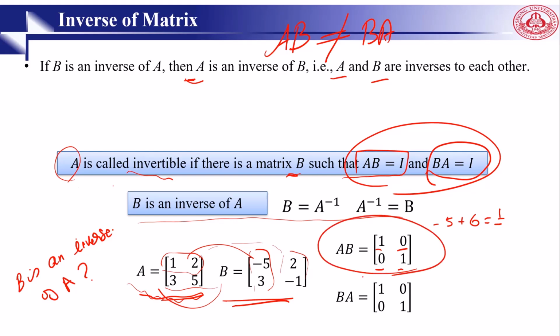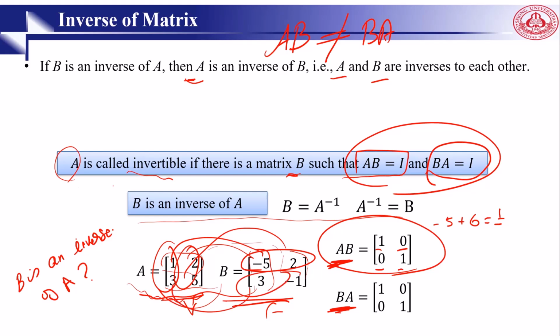But we have to check. This is A multiplied by B. We must check B multiplied by A as well. So you bring B to this side and A to this side, and multiply in the same way. It is also the identity matrix. So then we say B is an inverse of A.